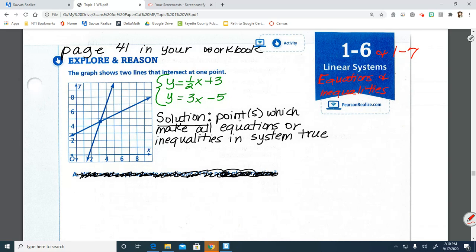And then a solution is the point or points which make all the equations or inequalities, whichever you have, true all at the same time. Sometimes these are called simultaneous equations because the word simultaneous means the solution is the one point that works for all equations simultaneously. Now, you've solved systems of equations probably in the past with three methods.